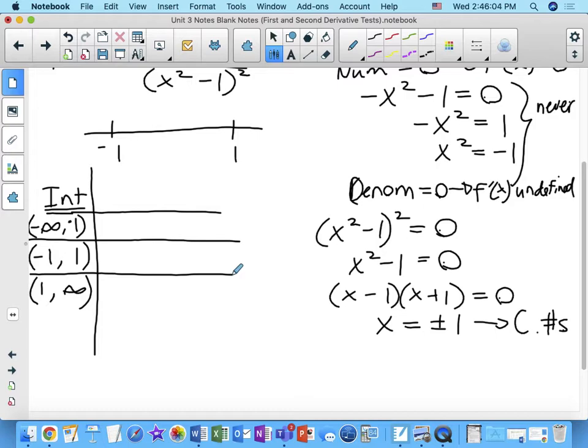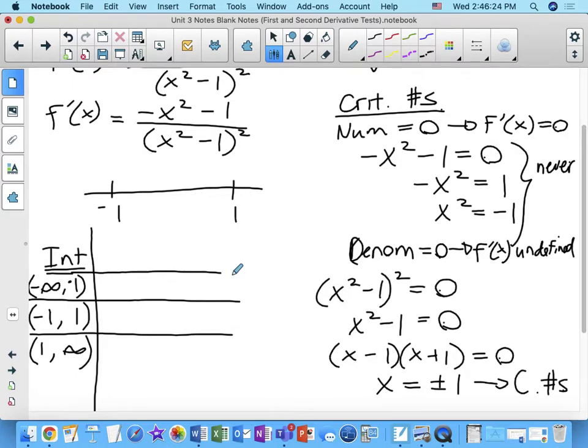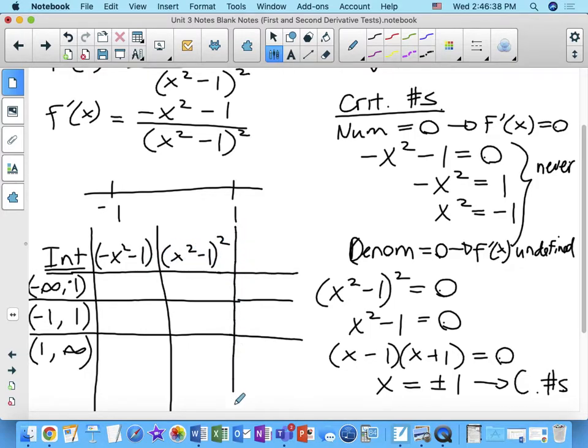Okay, and what we need to look at, f prime of x is basically a numerator divided by a denominator. So we have to look at, in each of these intervals, what would the value of the numerator be, and what would the value of the denominator be? Okay, so the numerator is negative x squared minus 1. The denominator is x squared minus 1 squared. And the derivative is the one divided by the other.